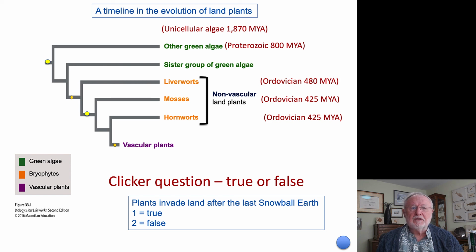Another clicker question. Did plants invade land after the last snowball Earth? True or false? Again, true, because the last snowball Earth was about 660 to 700 million years ago, and again, plants invaded about 480 million years ago. So long after this last snowball event and long after the Cambrian explosion.